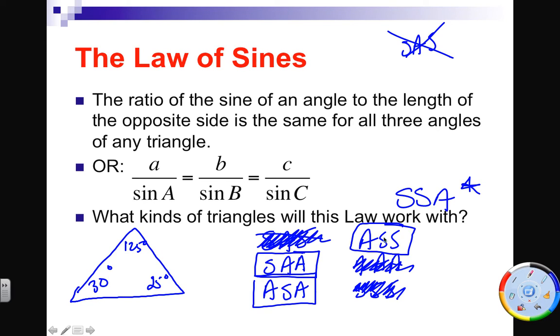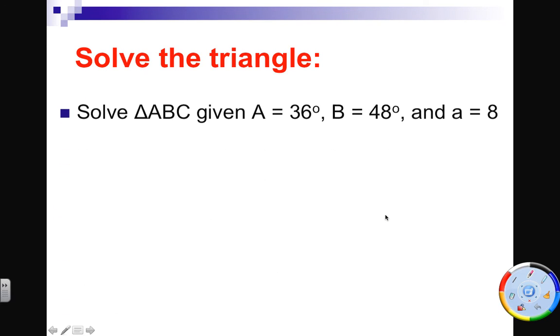Now, the ASS or the SSA version, this gets a double star because we're going to come back to that a little bit later. Now, I know I went the long route around here, but for the most part, what you need to know is if you're given angle, angle, side, or side, angle, angle, however you like to read this one, angle side angle or angle side side, you can use the law of sines. So let's use the law of sines.